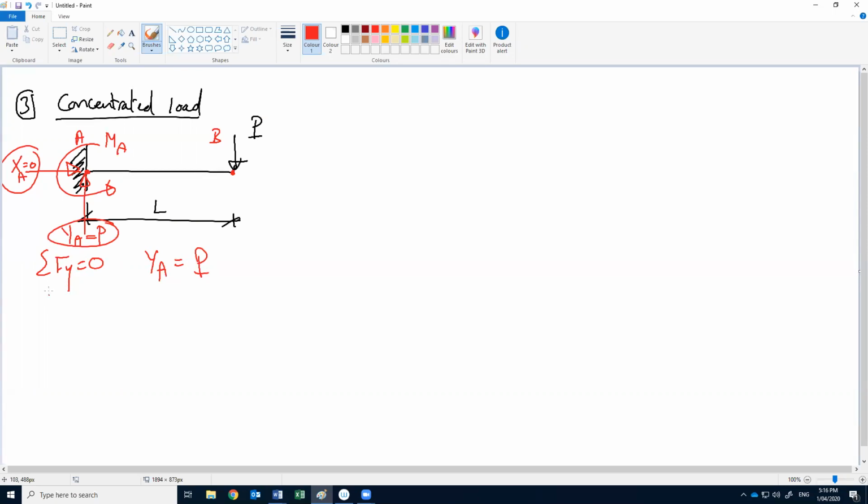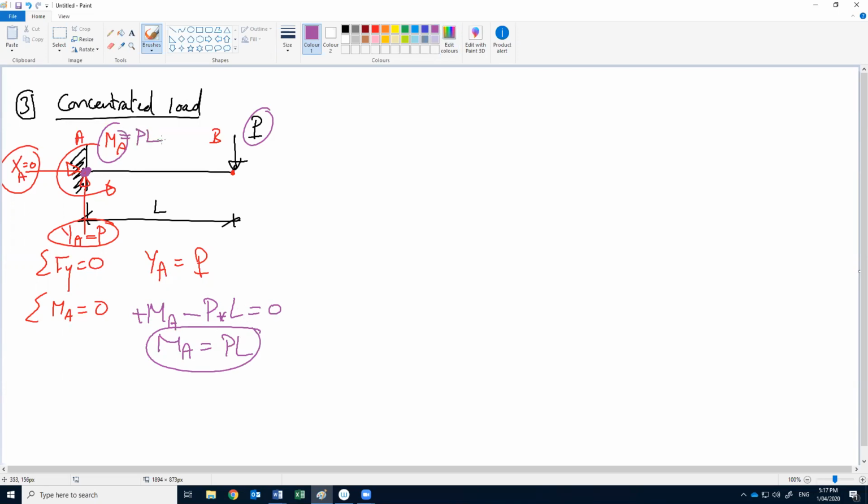For MA, if we take the moment at A equal to 0, what causes moment at A? This force and MA, right? If we have MA rotating anti-clockwise, so positive, minus B multiplied by L, negative because it's clockwise. So the moment at A should be BL. Okay, so MA will be B multiplied by L. Do you have any problem with this one?